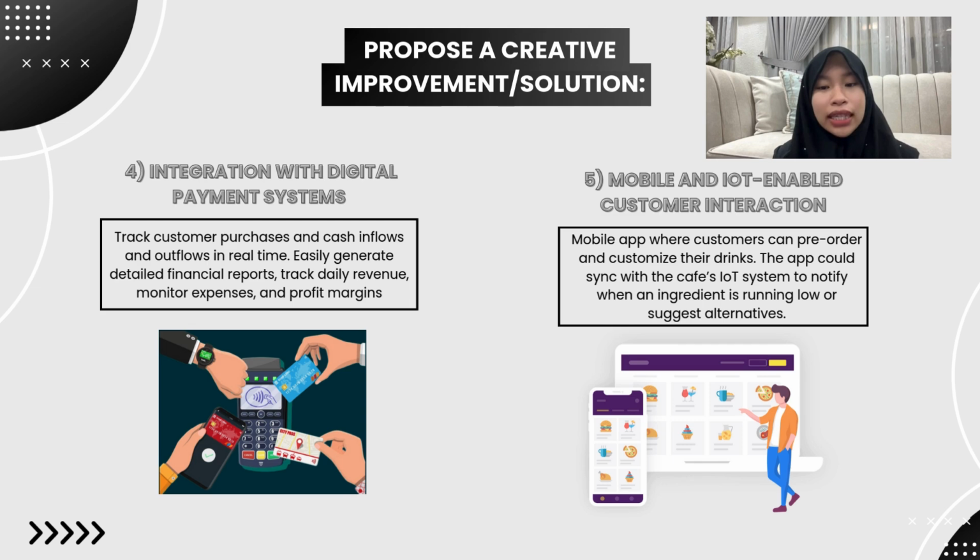The fifth one is mobile and IoT enabled customer interaction. This is to reduce customer dissatisfaction, where we can develop a mobile app that customers can use to pre-order and customize their drinks. The app could also sync with the cafe's IoT system to notify when an ingredient is running low or suggest alternatives. Delivery is also provided for those who prefer that option.